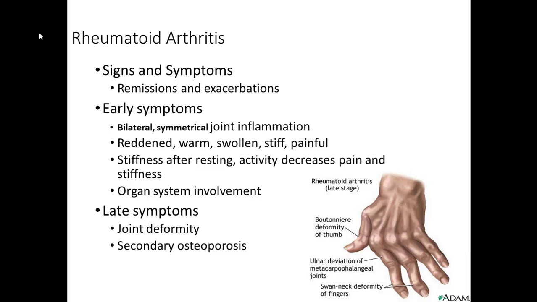In the later stages of rheumatoid arthritis, it actually affects the organ systems, and it can really do a number on pretty much any system in the body.